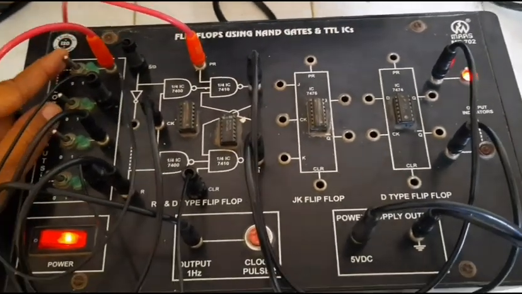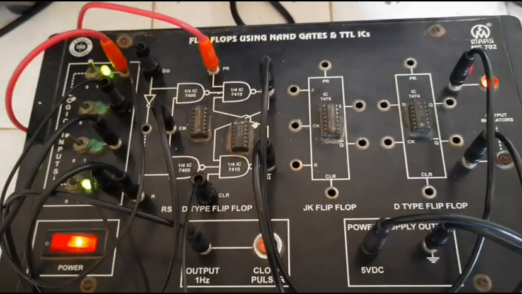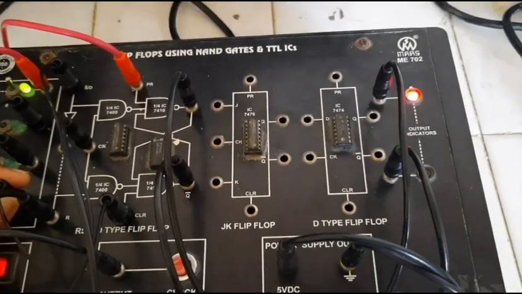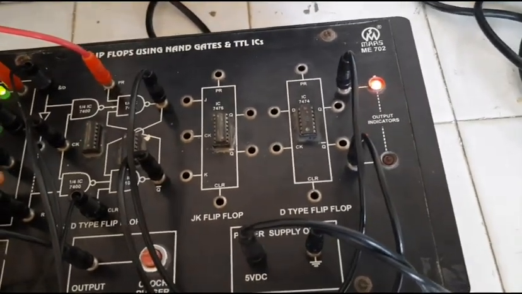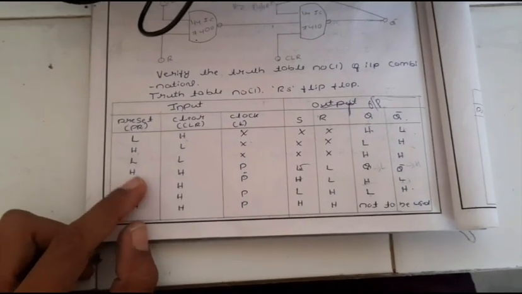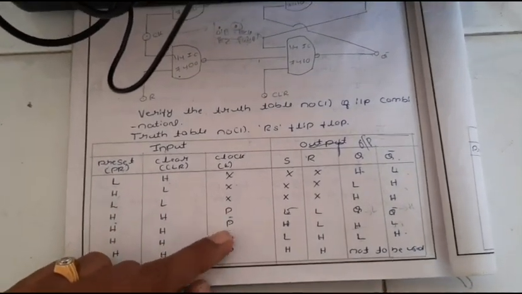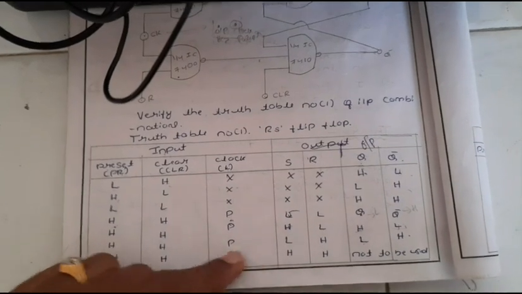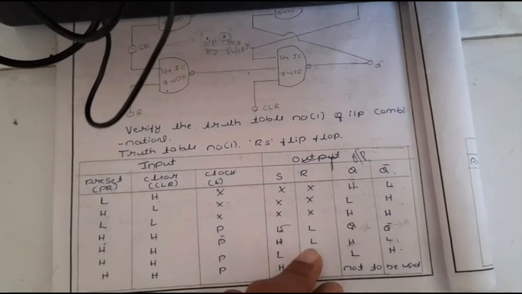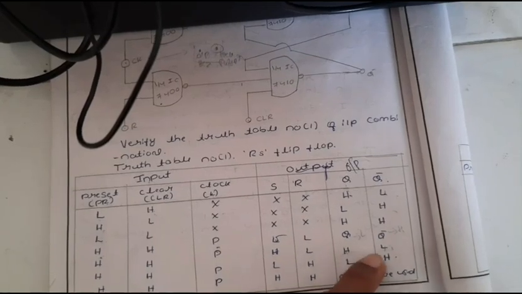So preset high, clear high, and we should give one clock pulse. So the output must be Q and Q bar. Q must be high, Q bar opposite to the Q, that is low. So next one, in all these verifications, preset and clear must be high. We should apply each time one clock pulse, and then S is going to vary. S is high, R is low, and then Q bar must be high and low.